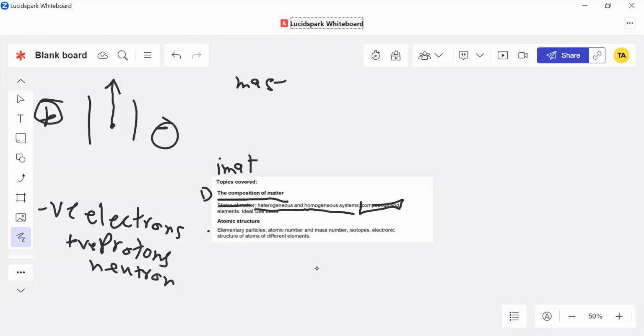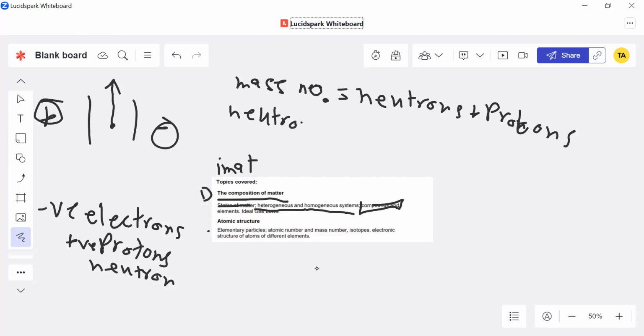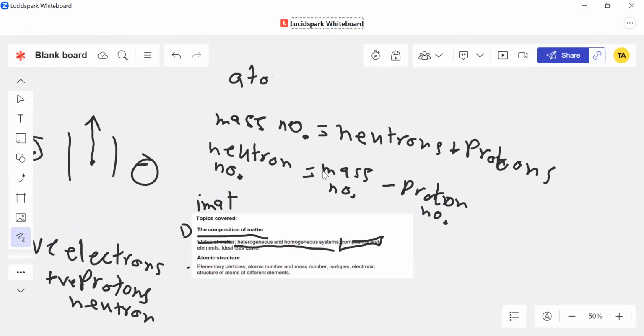Now, mass number is the number of neutrons plus the number of protons in a molecule. And similarly, if you want to find the number of neutrons in a molecule, you would simply subtract the proton number from the mass number. And also the atomic number, right? Atomic number is also known as the proton number.